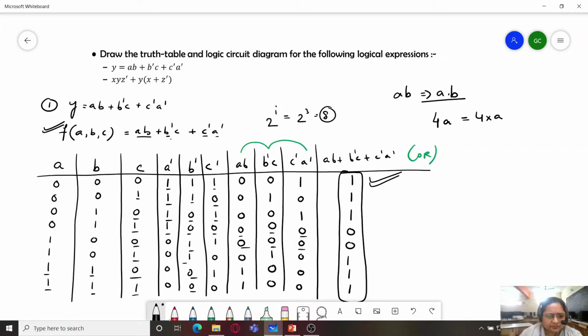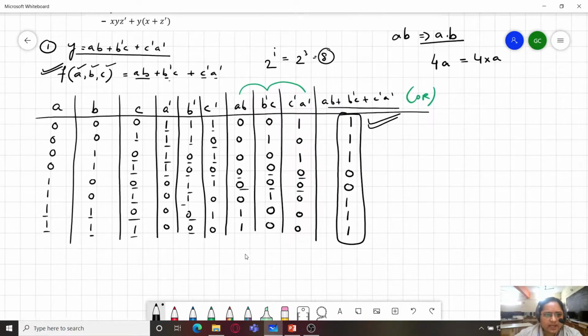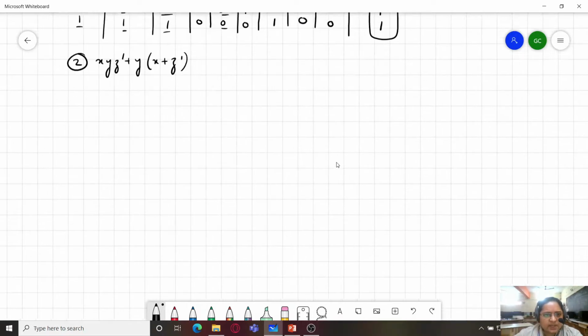That is the evaluation of this expression for different combinations of inputs. These are going to be the results for this function in three logical variables, that is A, B and C. Now the next one, that is x, y, z dash plus y, x plus z dash. It looks a bit complicated, but actually it is very easy.